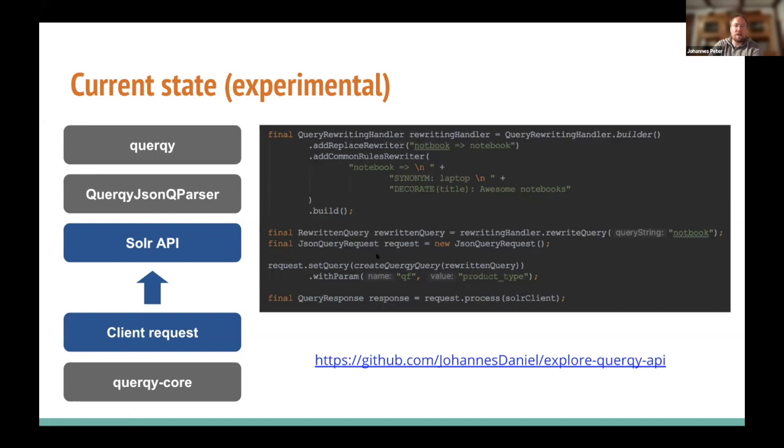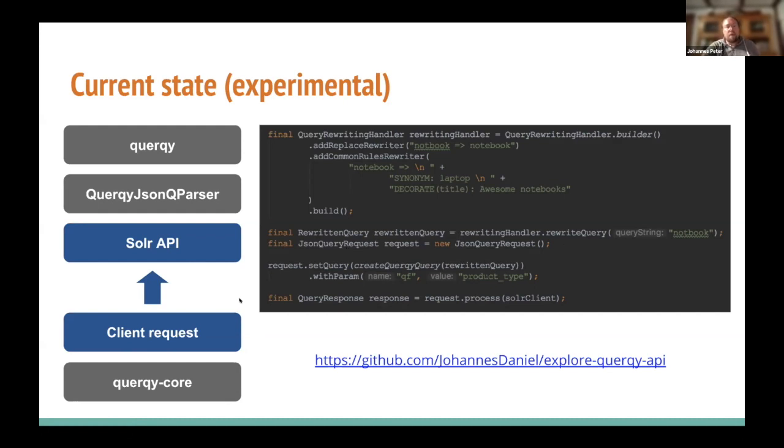So actually, the rewriting is done in Quirky core, and then finally you need to define some kind of query rewriting handler, and you do not have the rules in some kind of text file. You add them to a rewriter, which is kept in the client. And then actually you build the rewritten query, and finally out of the box Solr JSON query request that can be sent to Solr.